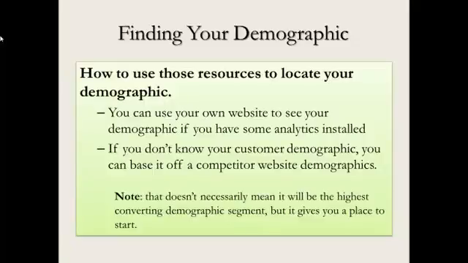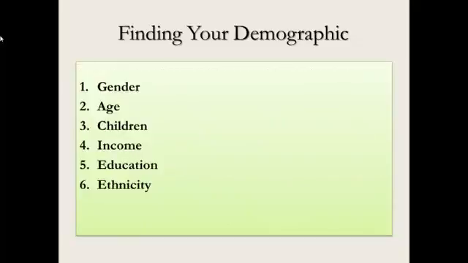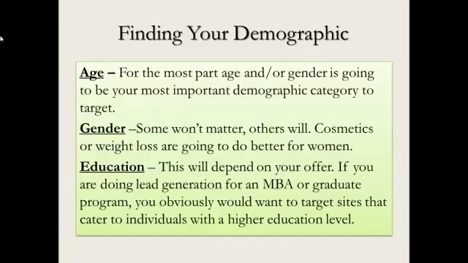Now I want to make note that just because we can get together a demographic for a particular website doesn't necessarily mean that that's going to be the highest converting segment of that demographic. We're going to get that information later, but it's still very important to get a general demographic segment together just for the website. There are 6 things that we're going to look at when it comes to demographics: gender, age, children, income, education, and ethnicity.